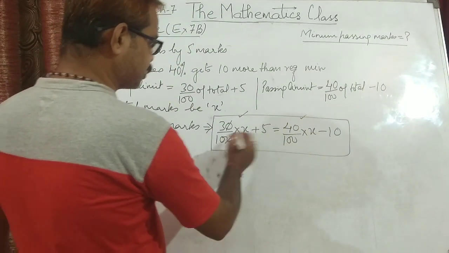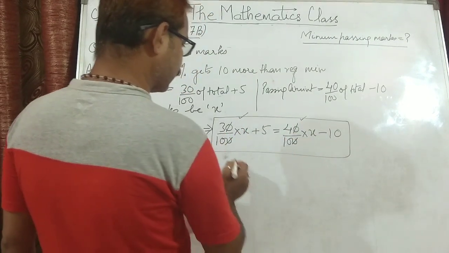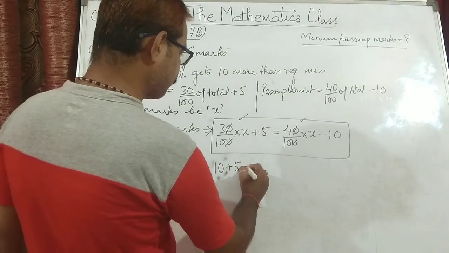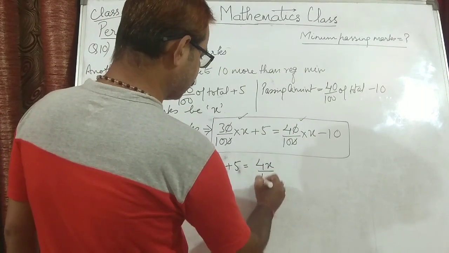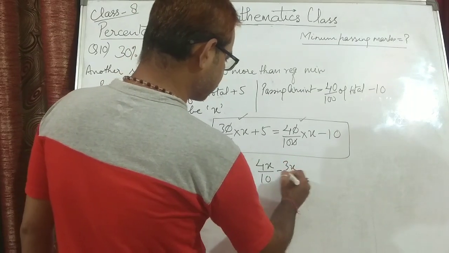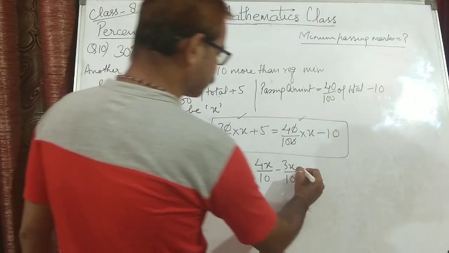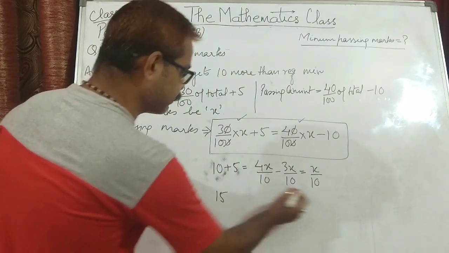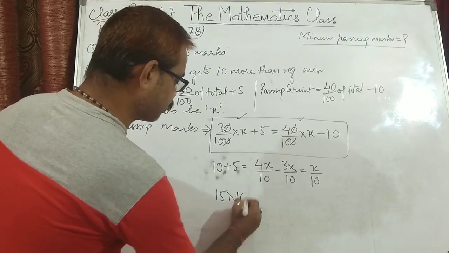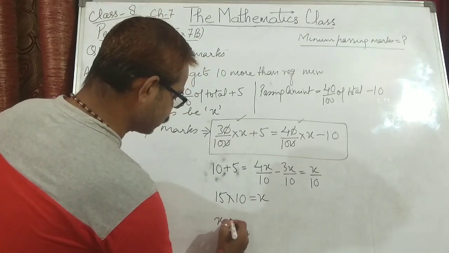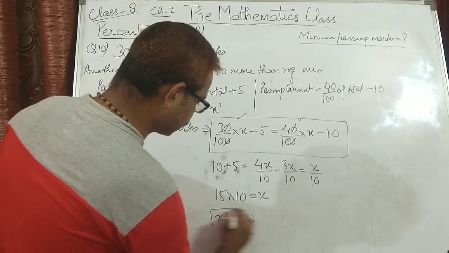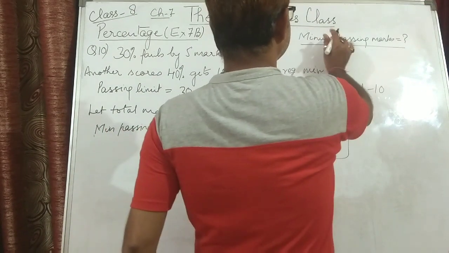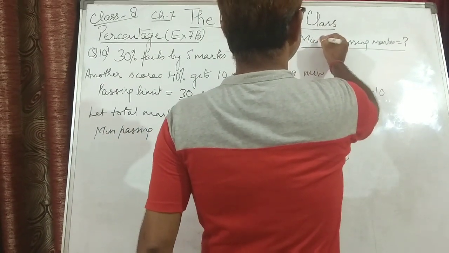So 0 and 0 cancel. What we do is bring 10 to this side. So this will be 10 plus 5 is equal to 4x upon 10 minus 3x upon 10. 4x minus 3x is simply x upon 10. This is 15, 10 plus 5. This 10 is multiplied, so 150 is equal to x. So x is equal to 150. Total marks is 150. But you have to find out the minimum passing marks.